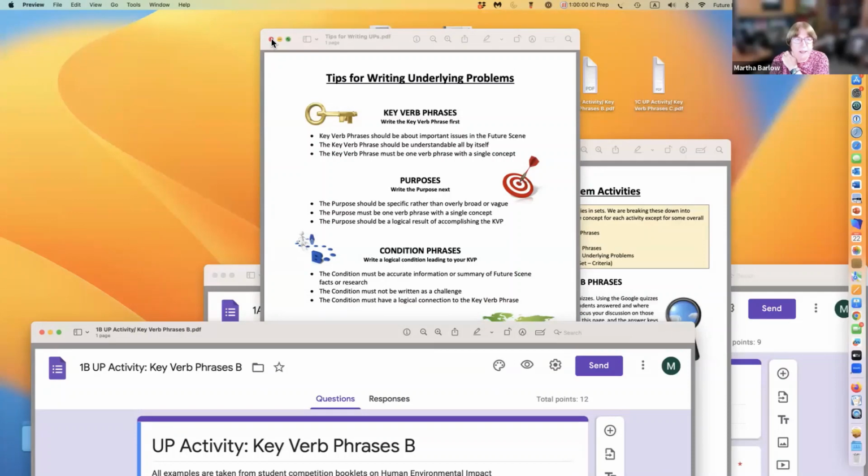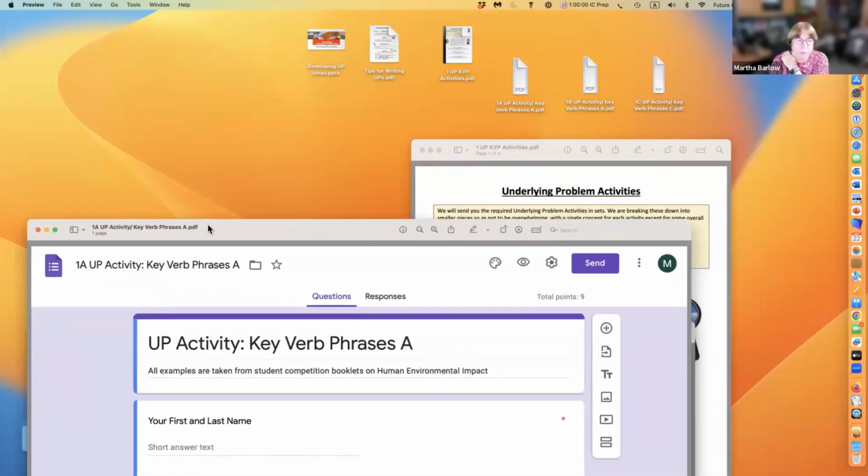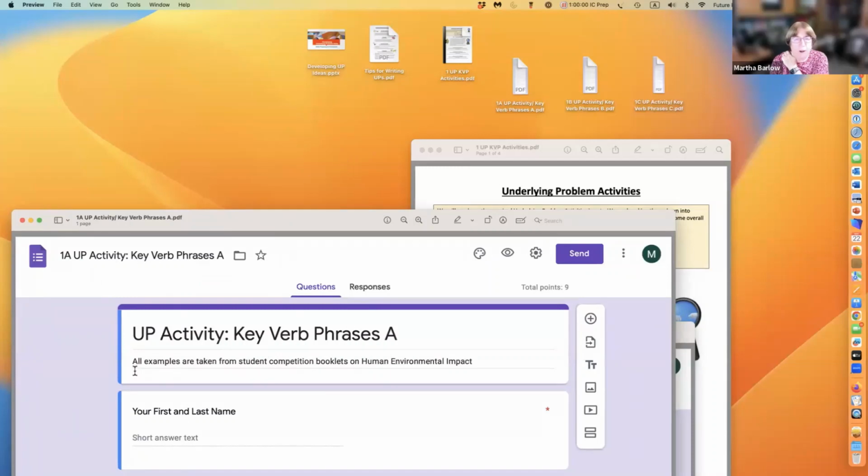So as I said, a PDF of the PowerPoint that I was using and all of this other stuff will be in the materials that you'll have access to. So I'm going to stop sharing my screen and see if anyone has any questions.